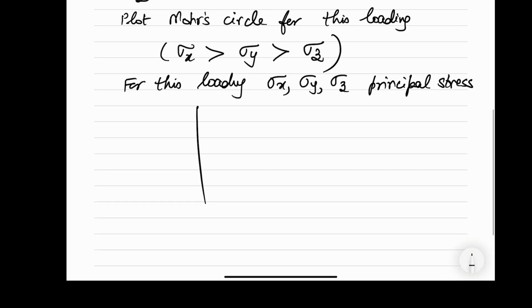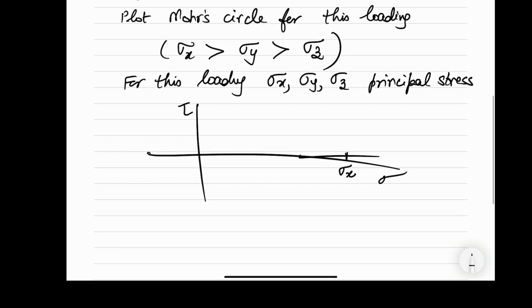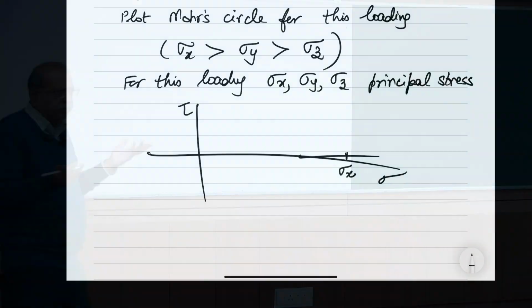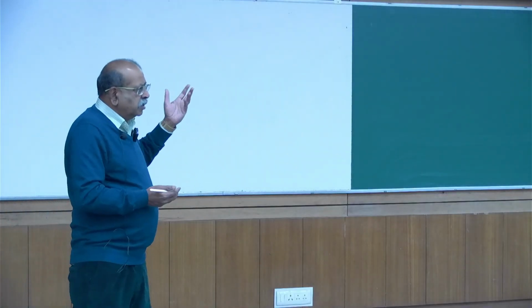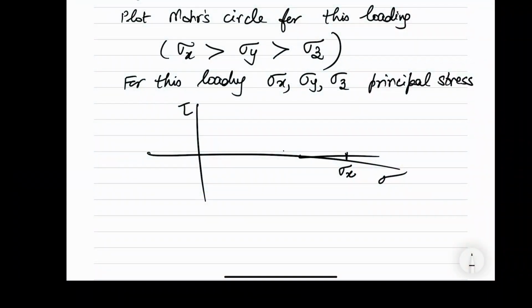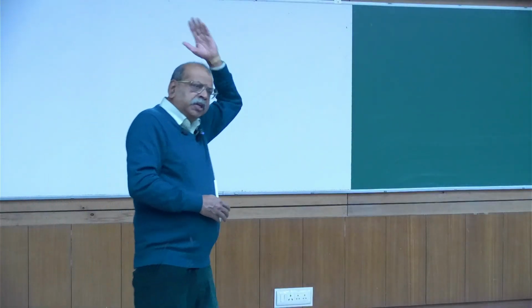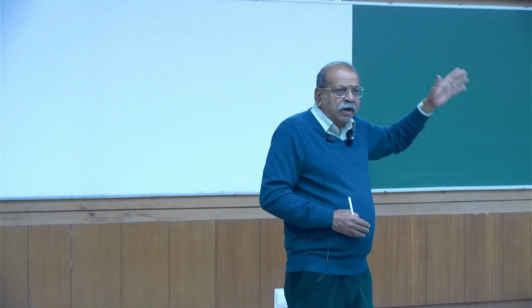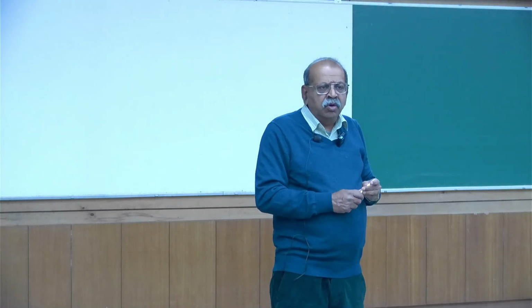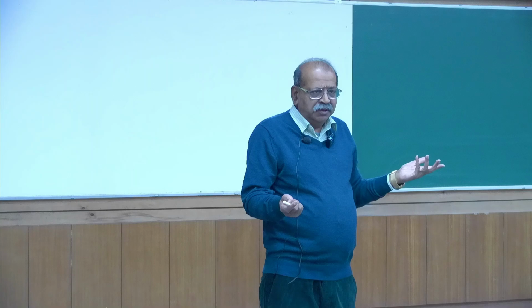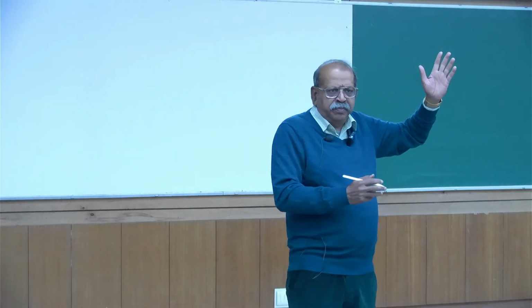So this is my sigma axis, this is tau axis. Sigma x is the greatest. So the first point which I will get will be sigma x comma 0. Then I will get sigma y. And here I have assumed all of them are positive. It is possible that one or two of them may be negative also, or all three of them can be negative also. I've just assumed everything to be positive.